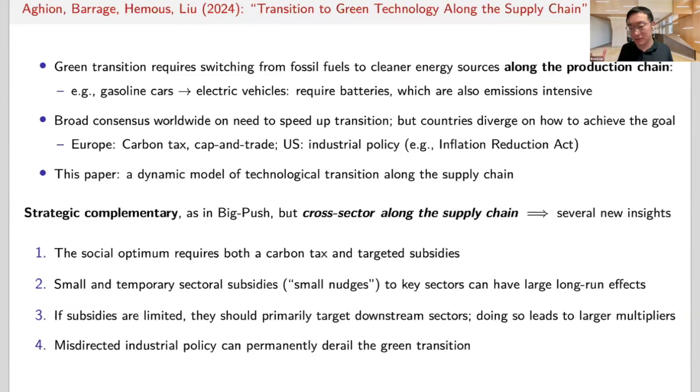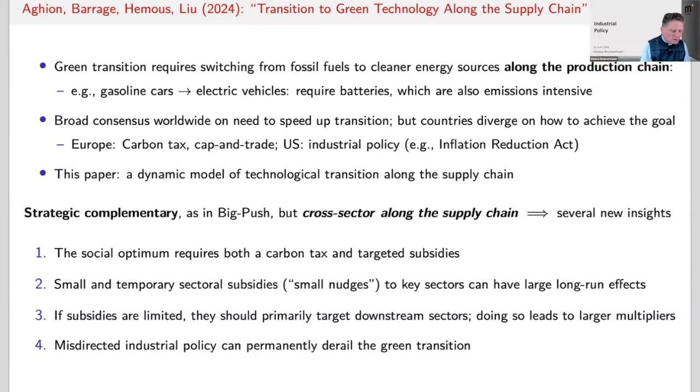And what are those key sectors? Well, if the subsidies are limited, they should primarily target downstream sectors, because the downstream market size travels to upstream inputs 1-for-1. 1% more EV producers create 1% more demand for batteries. On the other hand, the other side of the incentive travels less than 1-for-1 because EVs use not only batteries but also labor and other inputs. So the cost reduction from batteries doesn't translate 1-for-1 into cost reduction in EVs. We also create several examples to show misdirected subsidies.